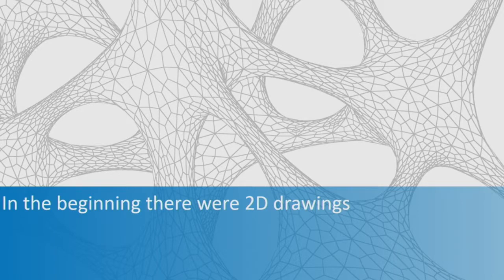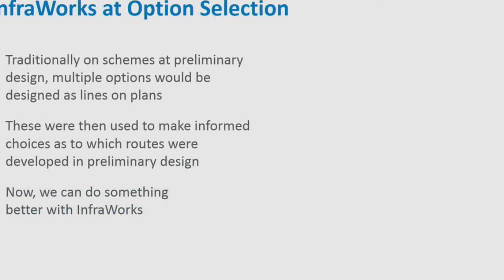So as it says there, in the beginning there were 2D drawings. Traditionally on a scheme, at preliminary design or optioneering, we would have multiple options which would just be lines on a plan. Typically they'd be designed using Arrival software originally. So you'd have an alignment to DMRB. You'd then make that a thick coloured line for the different options. Then that would be put onto a plan, which would then be used to make informed choices as to which one we're taking forward.